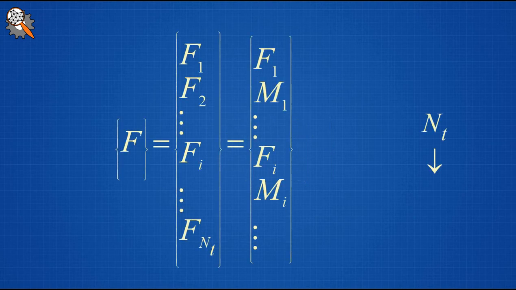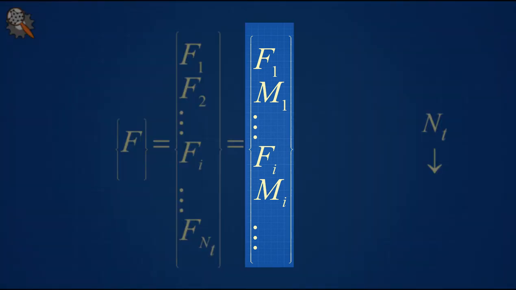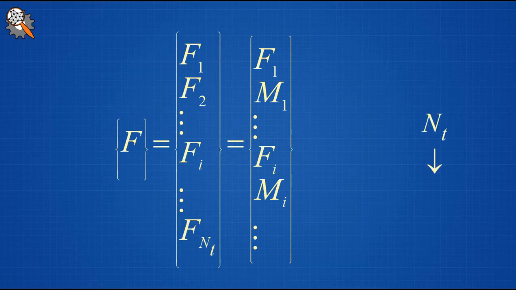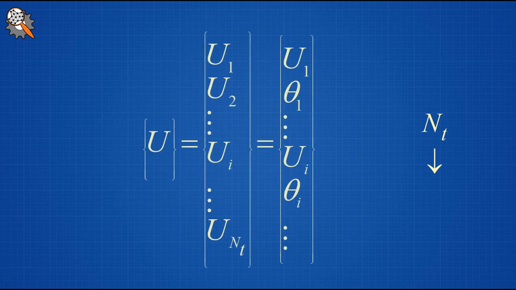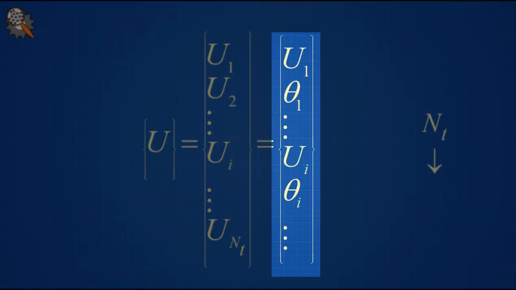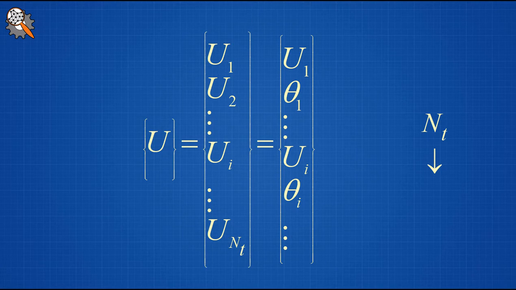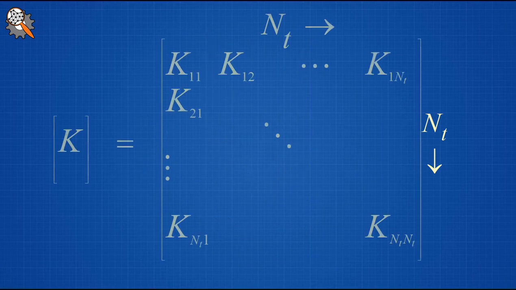For example, for a problem of static mechanics, the size or the length of the vector of the loads, force or torque or other, is equal to Nt. The size or the length of the vector of displacements, translation, rotation or other, is also equal to Nt. The size of the total stiffness matrix, which is always square and symmetrical, is equal to Nt in each direction, so Nt times Nt.